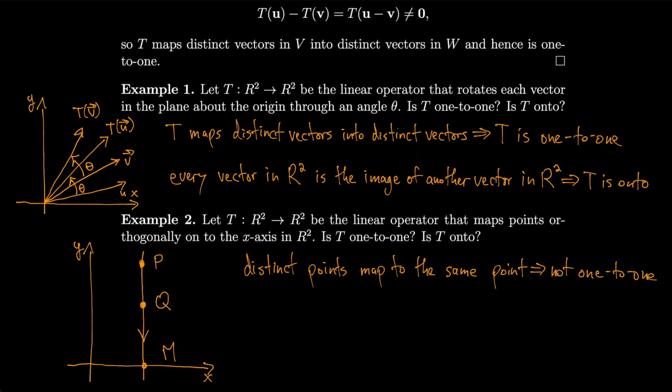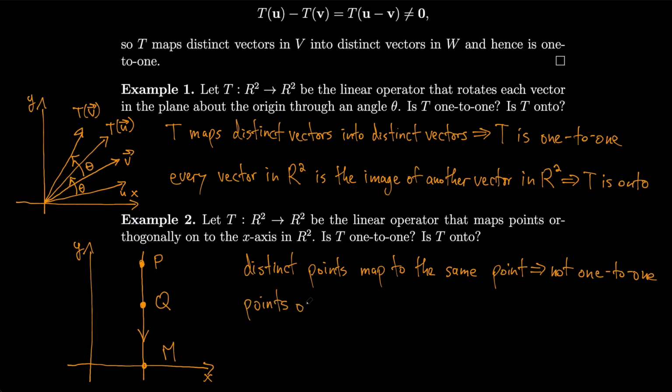Okay, what about being onto? Well, what if I looked at the points P and Q? There's no way I could get those out of this operator T, because T projects everything onto the x-axis. So any point floating around that's not on the x-axis can't be a result of the transformation, because the transformation would have sent it to the x-axis. So there's no way to get points that aren't on the x-axis out of the transformation. So it doesn't hit every point in R2.